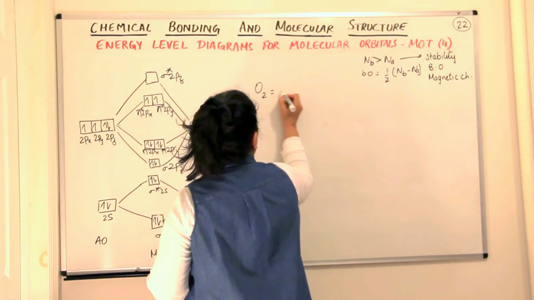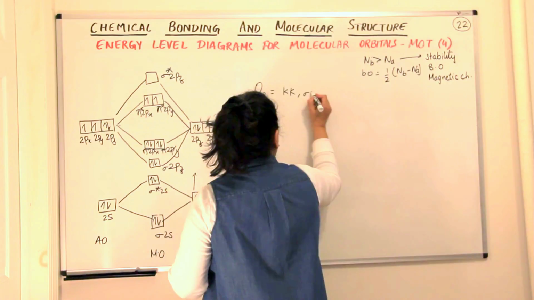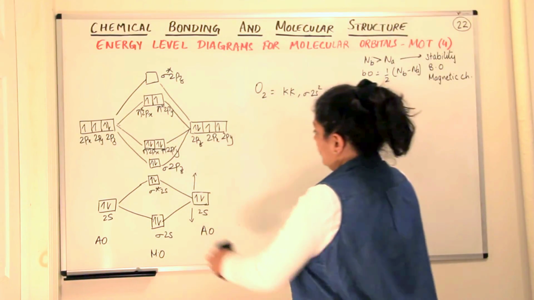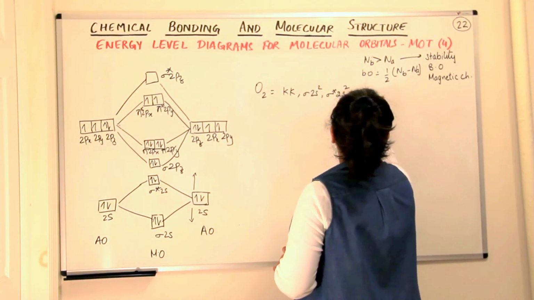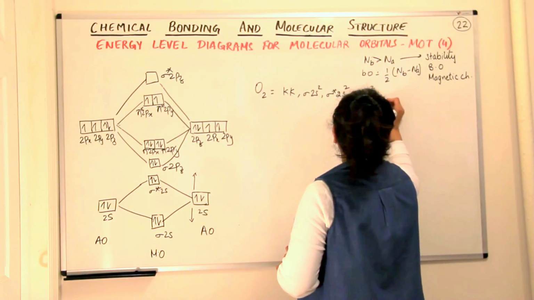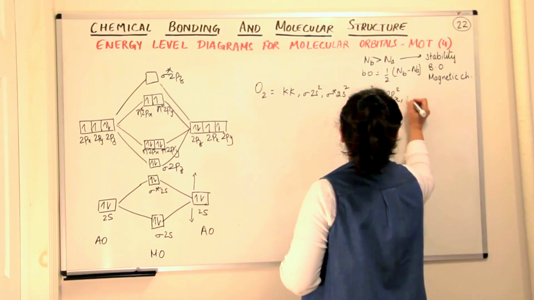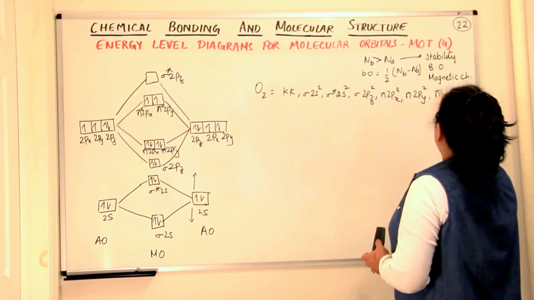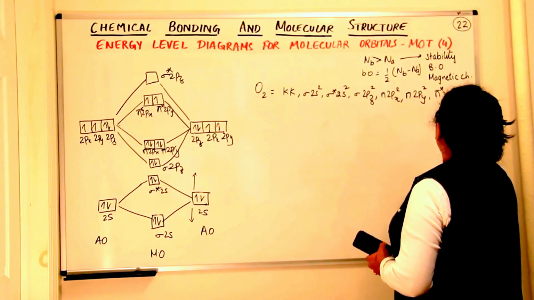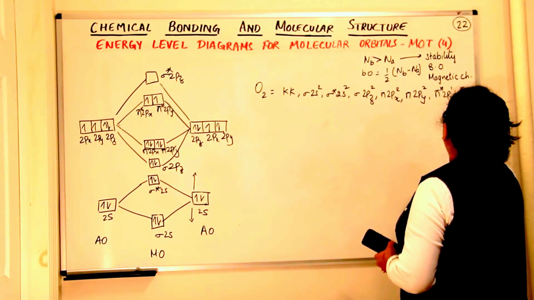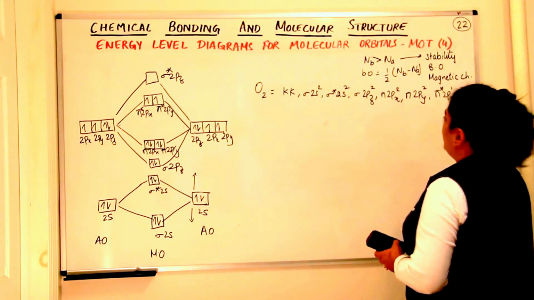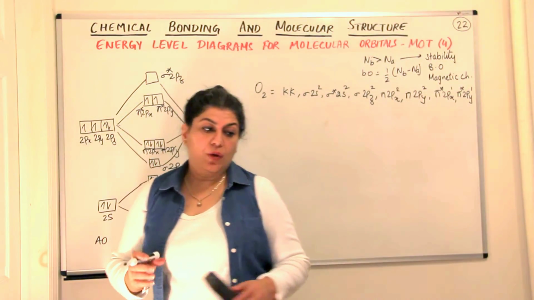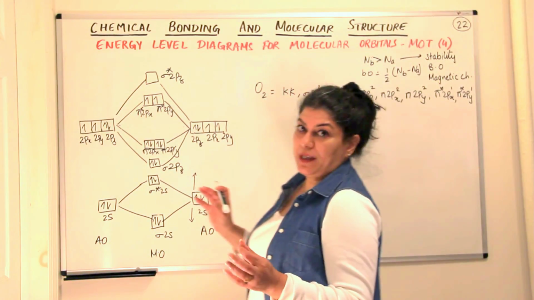The configuration of oxygen would be KK, sigma 2s2, sigma star 2s2, sigma 2pz2, pi 2px2, pi 2py2, pi star 2px1, and pi star 2py1. Right? So if this is the configuration of oxygen, what would you judge about its stability, the bond order?